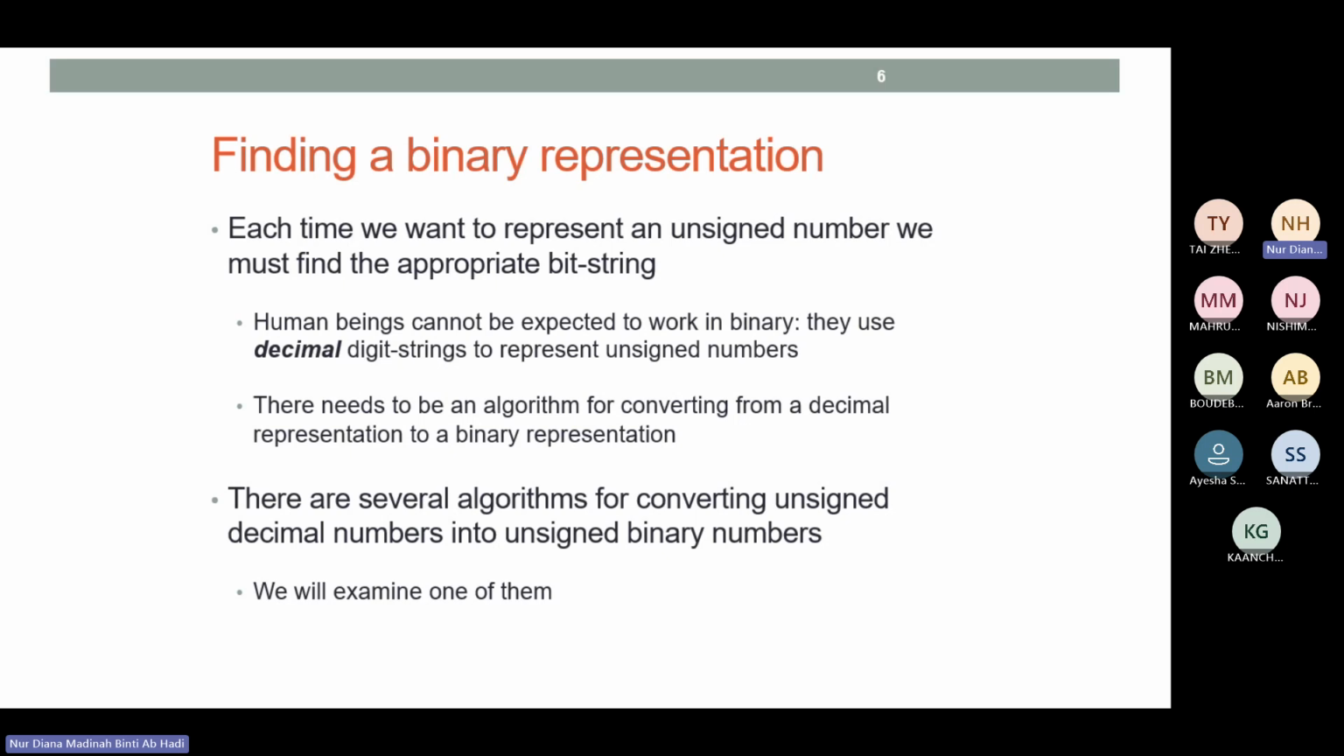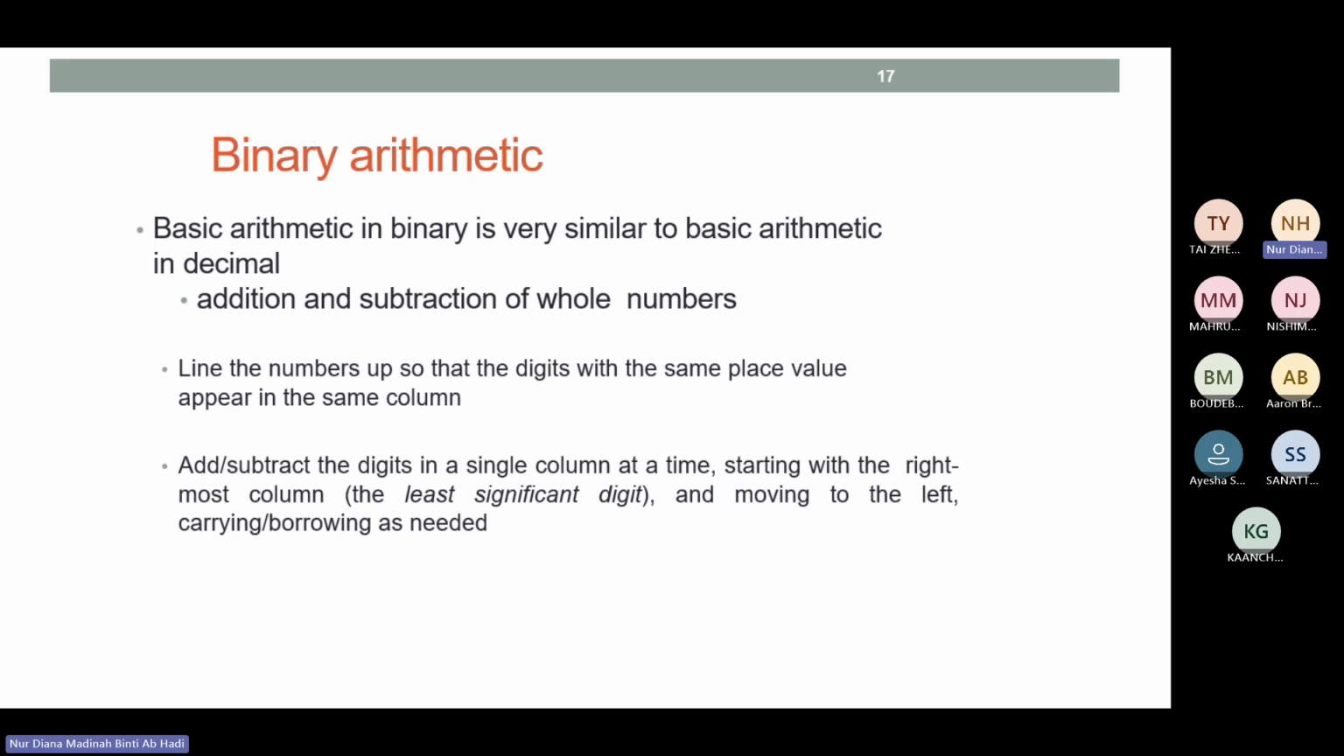So there are several algorithms for converting unsigned decimals into unsigned binary numbers. This one I already covered in yesterday's class, so I did not want to do it again today. So we directly go to binary arithmetic. Binary arithmetic is very similar to our normal arithmetic in decimal.